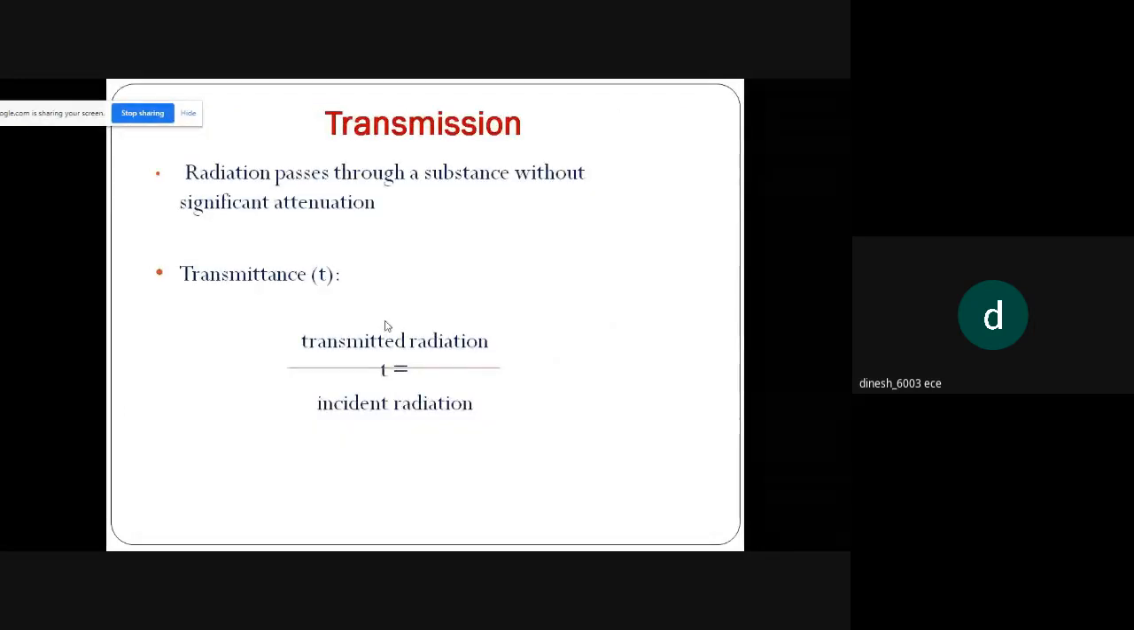Since there are no queries, we'll move on to transmission. Transmission is the electromagnetic wave radiation that passes through a substance without significant attenuation. This can be calculated by transmittance T equal to transmitted radiation divided by incident radiation. It's simple, a ratio between the transmitted and incident waves, as you have studied in your electromagnetic fields.